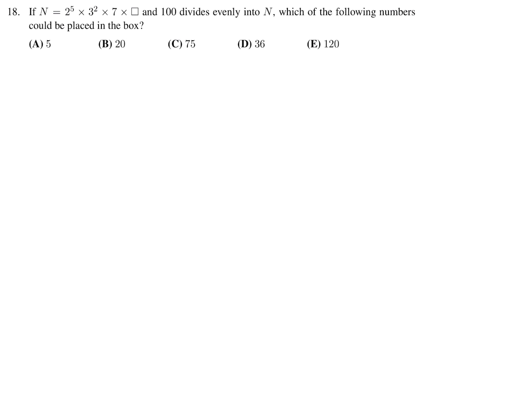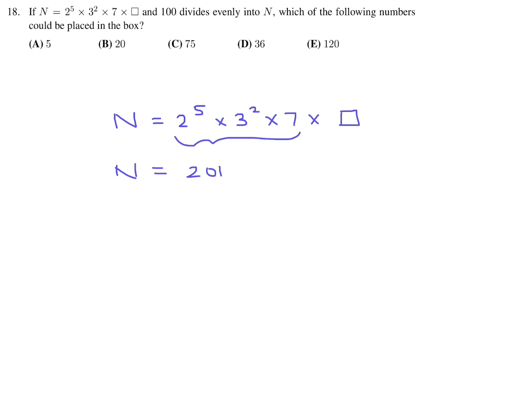N equals 2 to the 5th times 3 to the 2nd times 7 times box, and 100 divides evenly into n. Which of the following numbers could be placed in the box? So n is equal to 2 to the power of 5 times 3 to the power of 2 times 7 times a box. If you just look at these numbers, that's 2016, and then times some number.